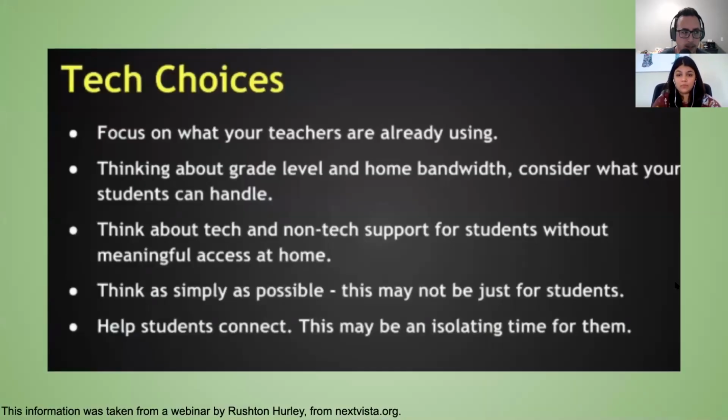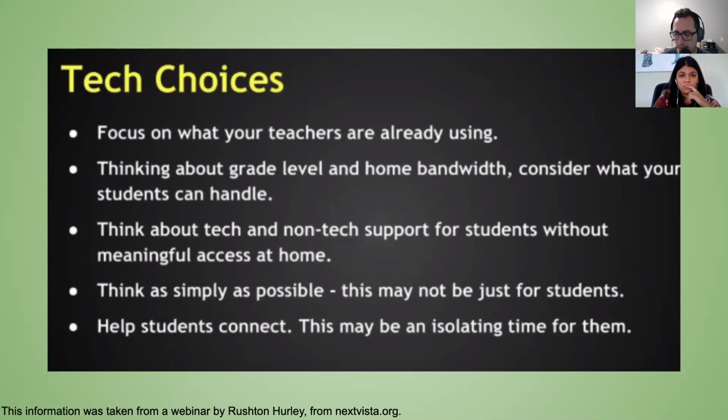Okay, so now we're going to talk about some tech choices. The information that you see now was taken from a webinar by Rushton Hurley of nextvista.org. So we talk about not recreating the wheel for yourself, and not burning out yourself or your students. There are many factors to think about, which is why, thankfully, our district is dedicated to optional learning opportunities where families and students can figure out how the next few weeks are going to work.